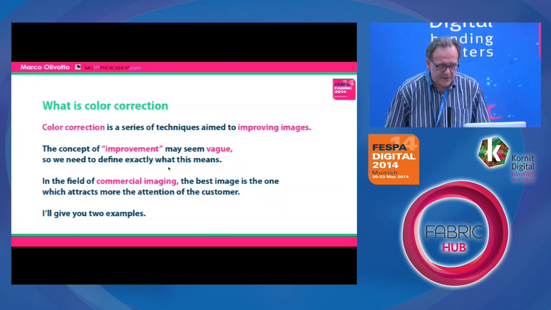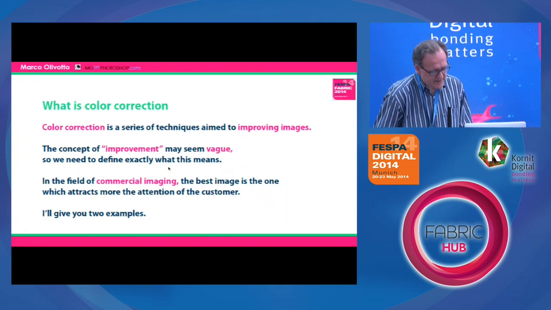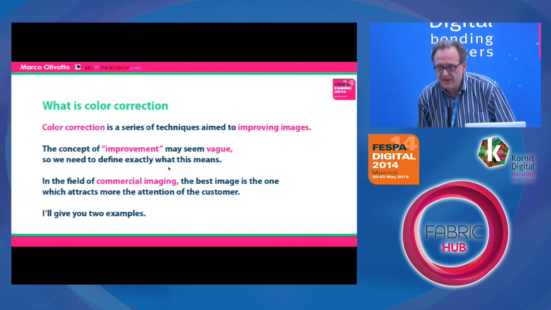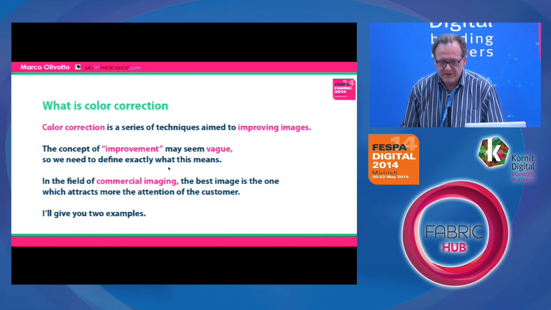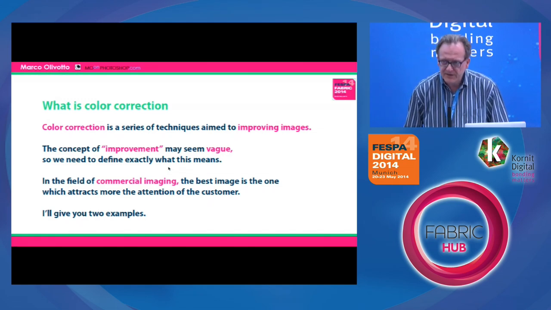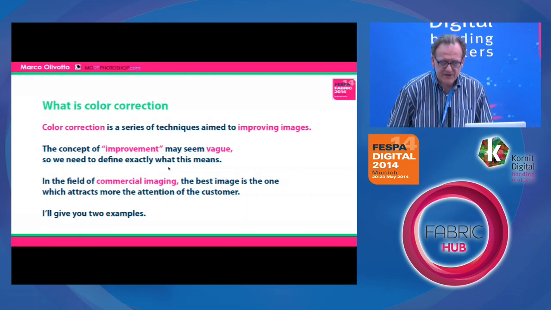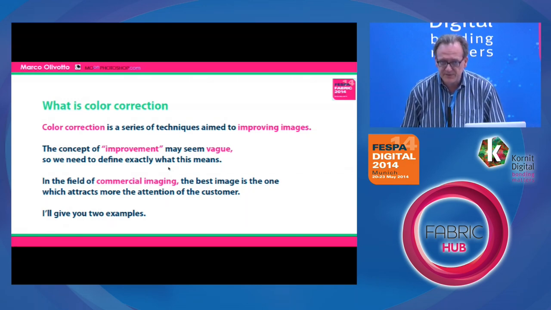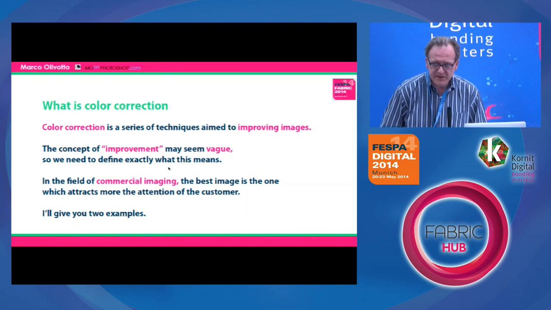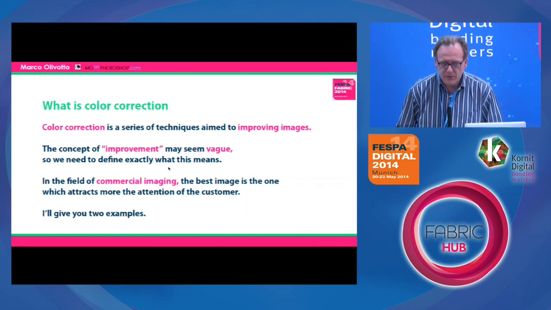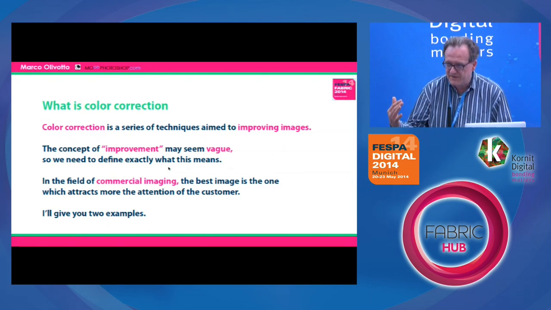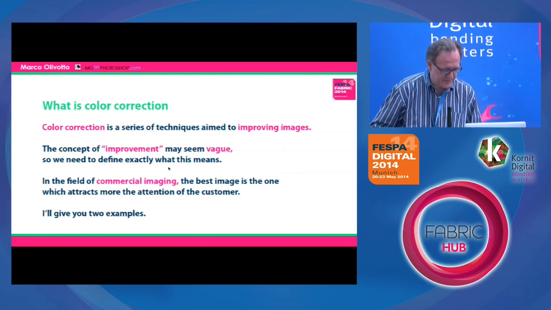Now, this sentence sounds fake, because what do you mean, improving images? Is there any way we have to declare that an image is better than another, because it's so subjective in the end, you know. Think of artistic photography. It's an emotional level that speaks to you. So it's very difficult to assess what you mean by the best possible image.